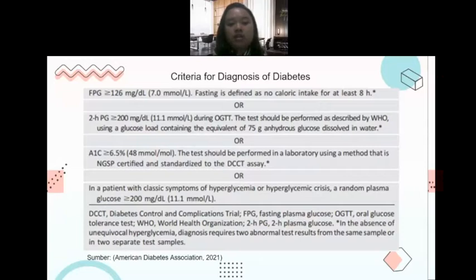And this is a table of the criteria for diagnosis of diabetes by the American Diabetes Association 2021.